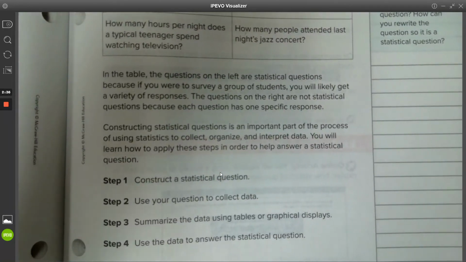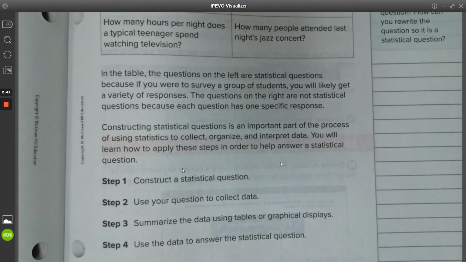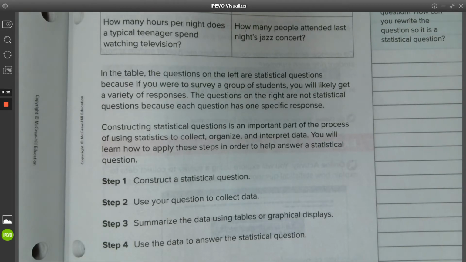So the first step is to construct a statistical question. What can you use to survey people? It needs to be varied. It needs to be an answer that you can get different responses, not just a yes or a no. And you can ask a wide range of people to answer for you. Then you're going to use your question to collect data. Now you might collect data using tally marks. That's a really good way to do it, or lists. Then after you have your data collected, you will summarize the data using tables or graphical displays, and finally use the data to answer your statistical question.